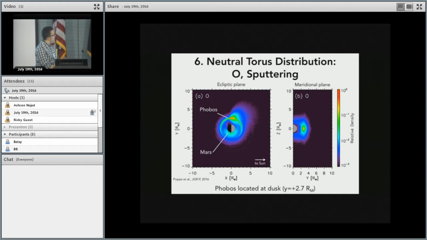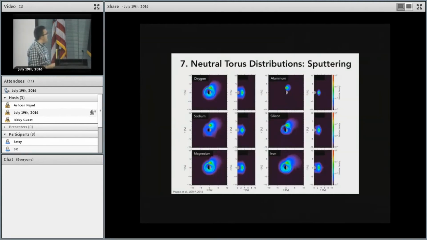But there's some fraction of these neutrals that have velocities below escape velocity, and due to differing orbital mechanics as they orbit around Mars, they're most concentrated where Phobos is, and they're depleted and smeared out closer to Mars on the far side. When you take a cut through it, you can see it extends several Martian radii above and below the orbital plane of Phobos. But this is essentially what we would expect these neutral distributions to look like. The example here is for oxygen, but we've done this for all the species.